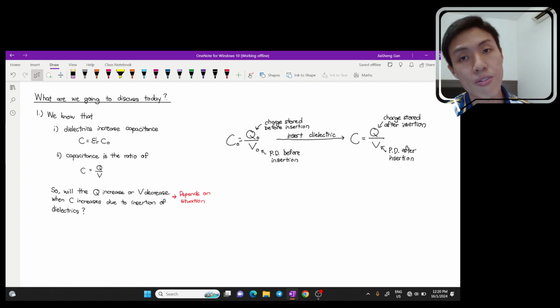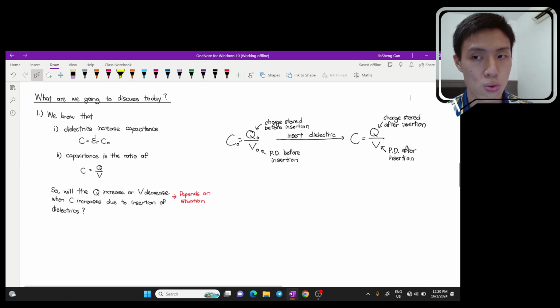So if you insert the dielectric, the permittivity will improve by 2 times. That is what it means if our dielectric constant is equal to 2. If we improve the permittivity by 2 times, then the capacitance will also improve by 2 times. So our capacitance after insertion of the dielectric will be twice the original amount, before the insertion. So that's the idea that we talked about in the previous video.